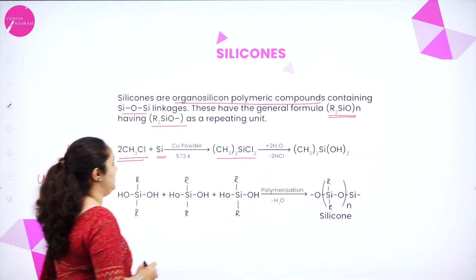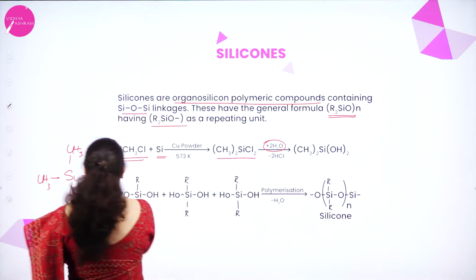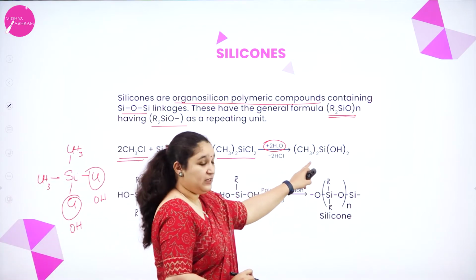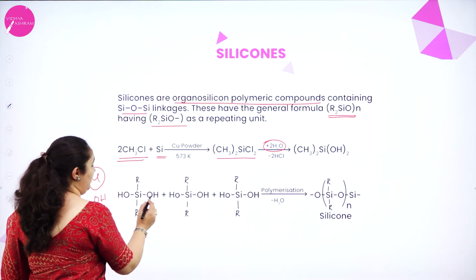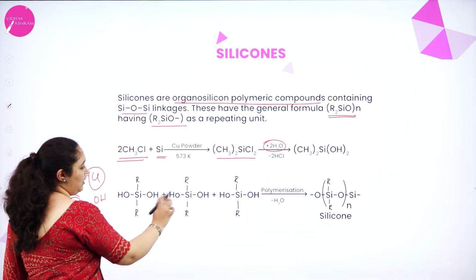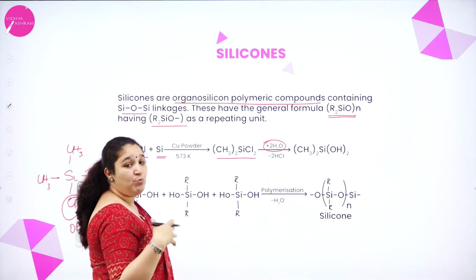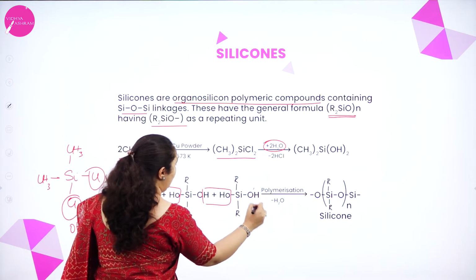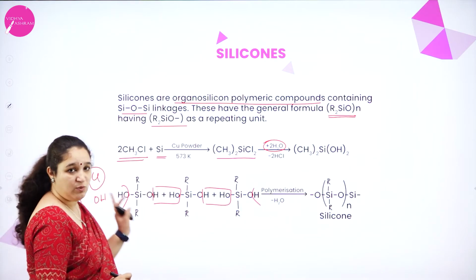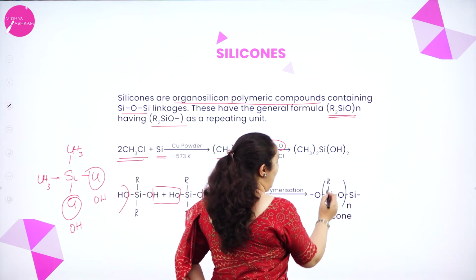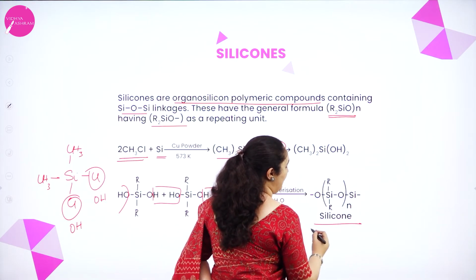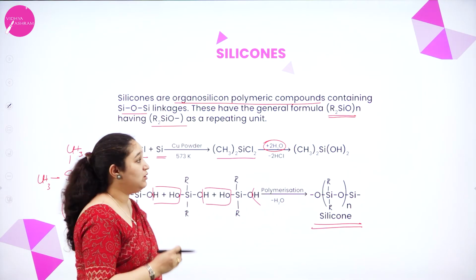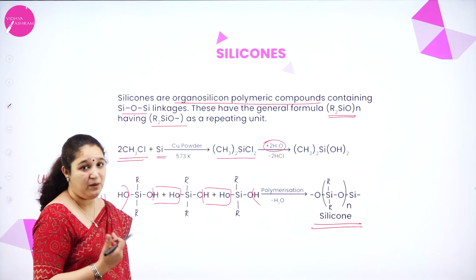Now further, this is treated with water. Chlorine gets substituted with OH groups. And further, this molecule, you can see, has 2 OH groups and R, 2 OH groups and R. What will happen? Polymerization takes place with removal of water molecules. From here also we have water molecules which are removed. So you have R2SiO, n number of times, which is repeating. We call that a silicone. Okay, so that's about what silicone is and how it is prepared.